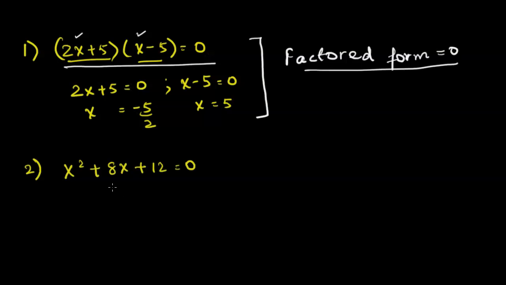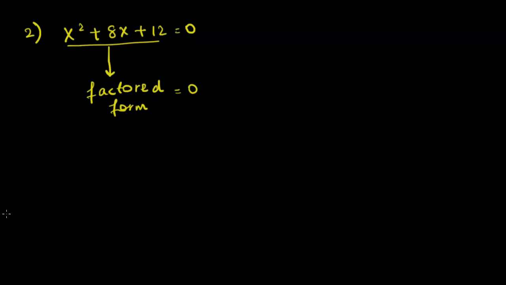That's why we would apply the same procedure here, and the procedure here is to turn this to factored form. Once it gets turned to factored form and it is equal to 0, then we solve for x using the same method that we used in example 1. And in order to turn this to factored form, the process is factorization.